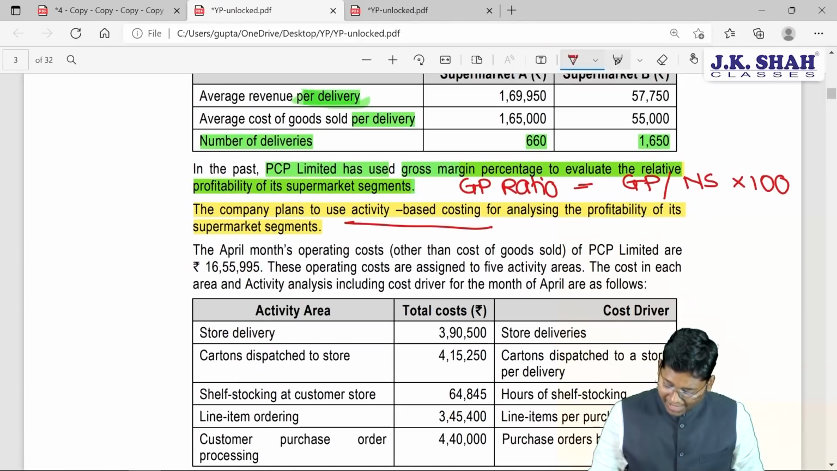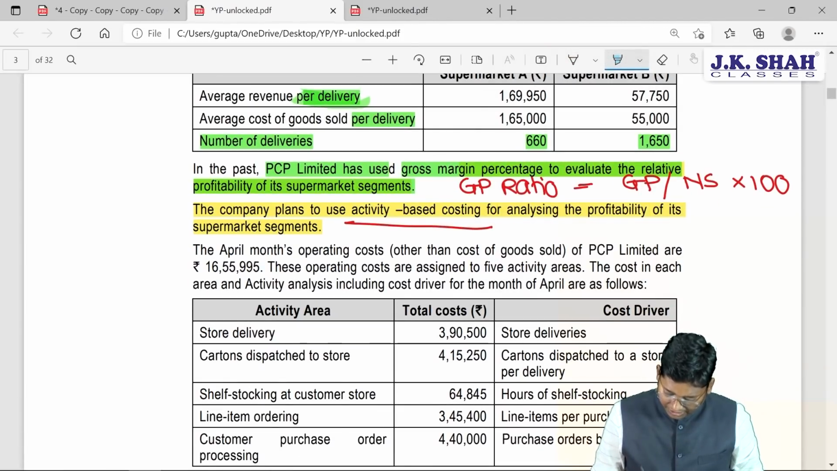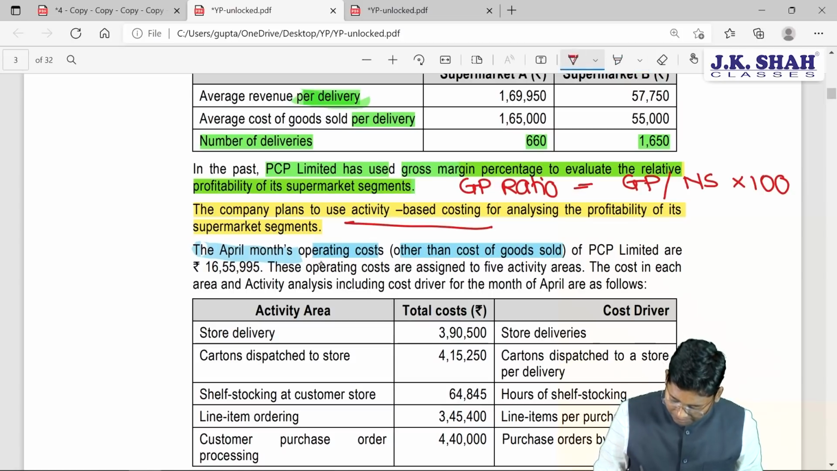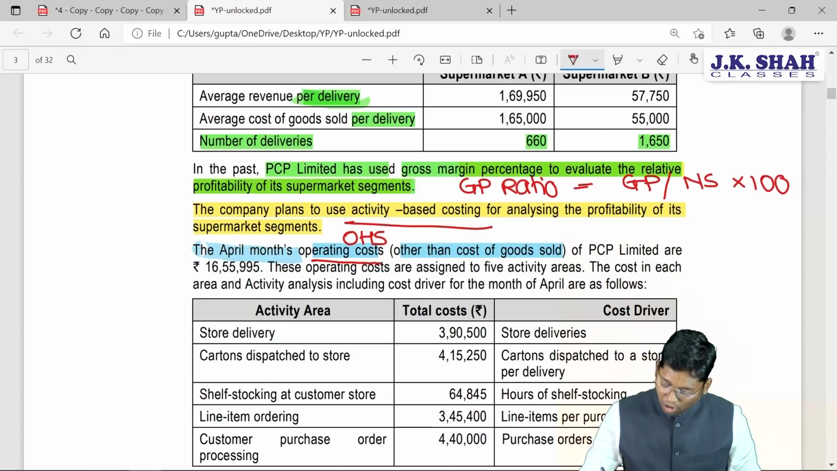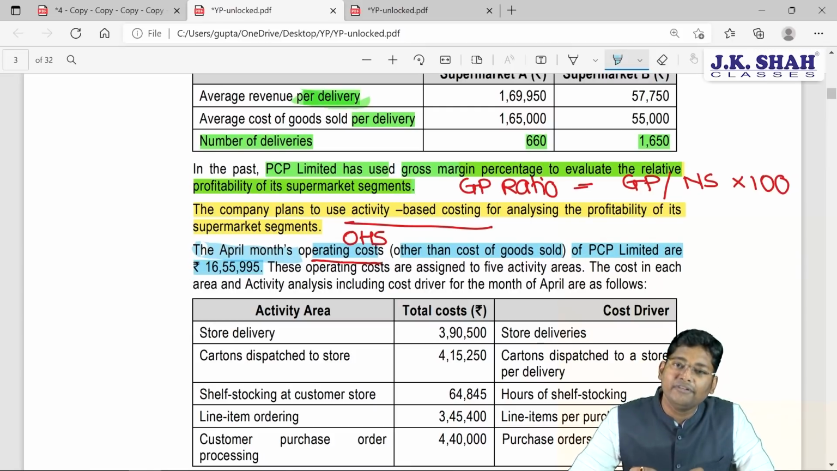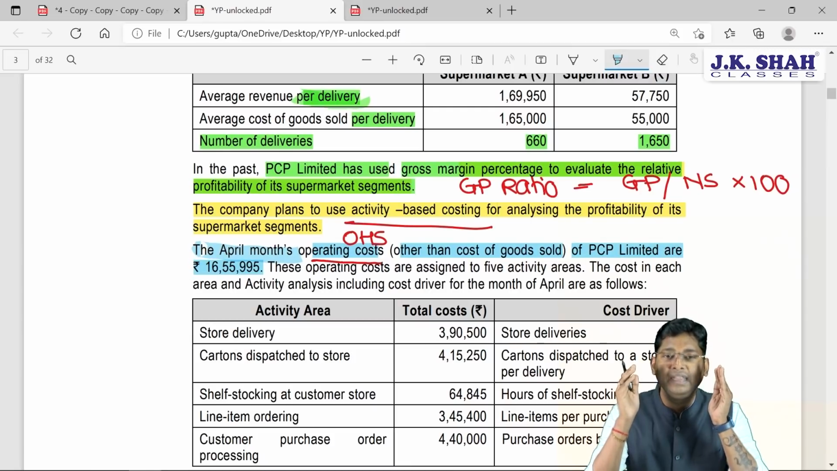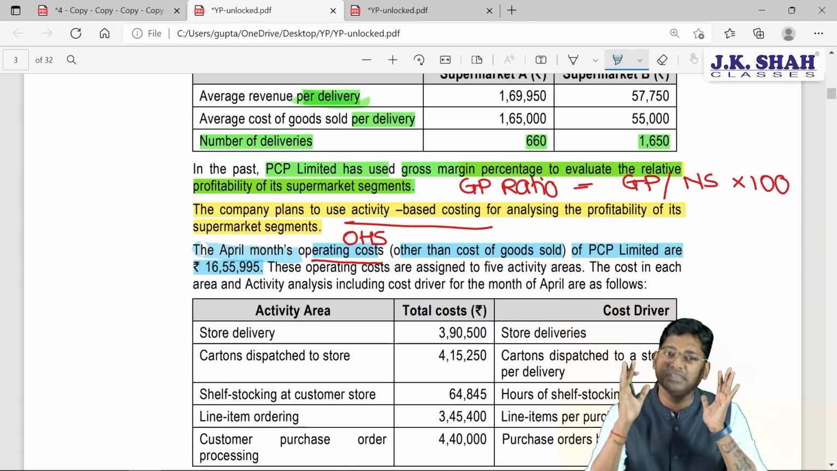Something related to the actual information is available. In the month of April, the operating cost other than COGS. Sir, what is the meaning of operating cost other than COGS? Other than COGS, the remaining cost is nothing but overhead. So this is given related to overhead of PCP Limited, 16,55,995. So this much cost they have actually incurred toward overheads in the month of April. This is the actual cost given.